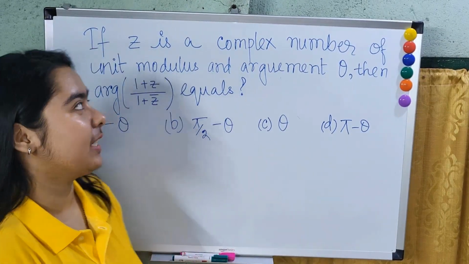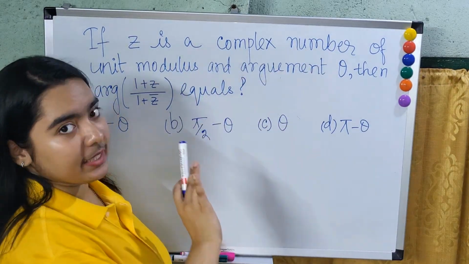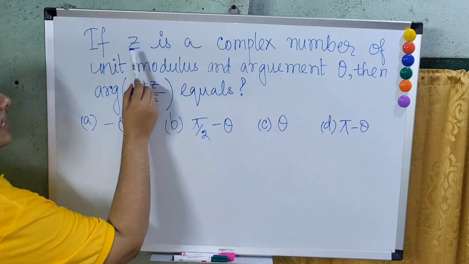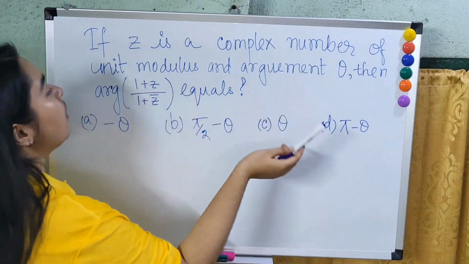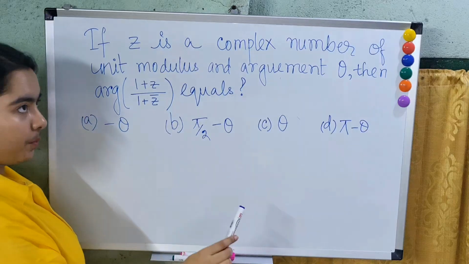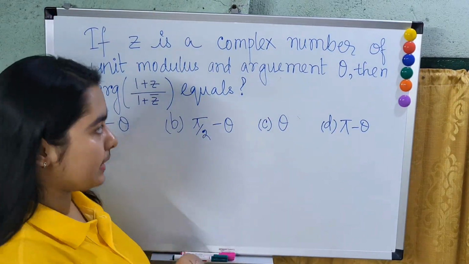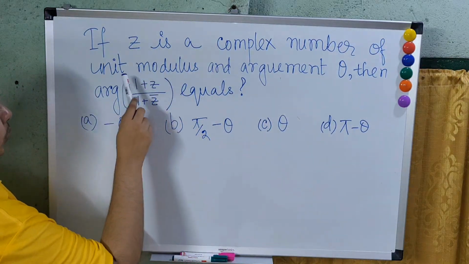Our question for today is, if z is a complex number, so we are taking a complex number z of unit modulus. So z has unit modulus and argument theta. We are given that z is a complex number with unit modulus and argument of z is theta. Okay, then we need to find the value of this whole thing.